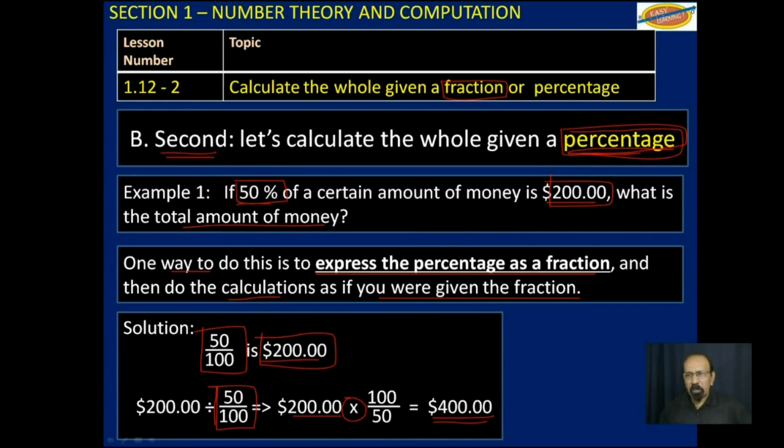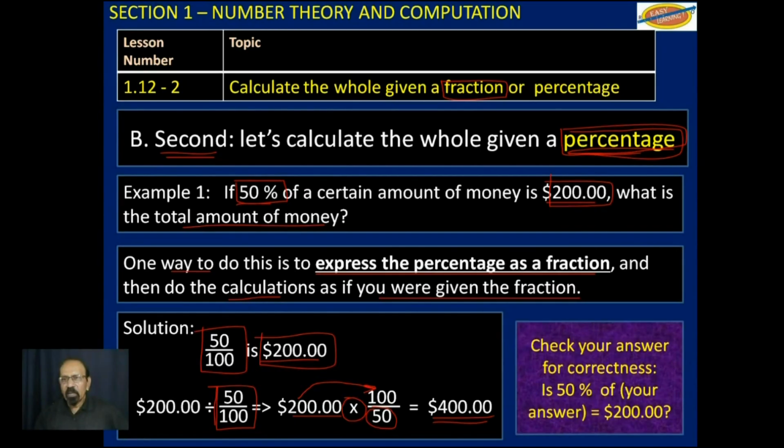Now note something, please. I'm not teaching you this, but you can pick this up on your own. Notice that this number was multiplied by 100 and then divided by the percentage that you were given. That's another thing you can learn on your own. So check your answer for correctness. Is 50% of 400 200? And the answer is yes.